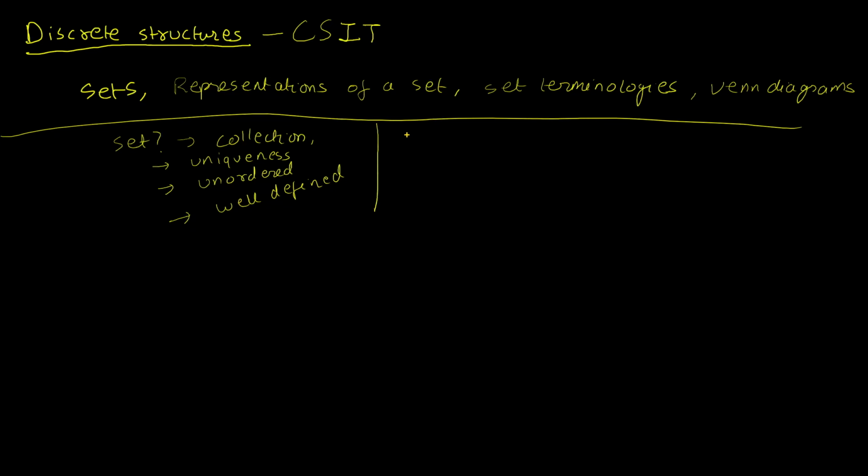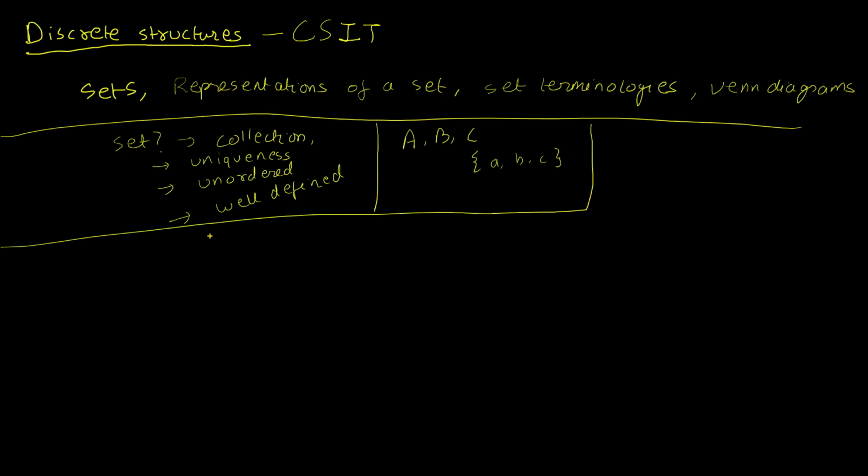In terms of notations, a set is generally denoted with capital letters A, B, C, and so on. Elements in a set, whatever they represent, are generally represented with small letters. It's just a convention, nothing fancy going on here. All right, so next thing that we look at is going to be about set representations.